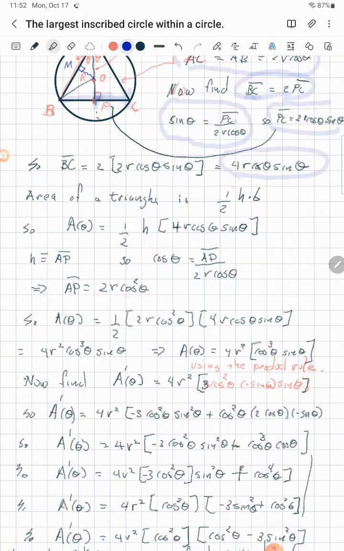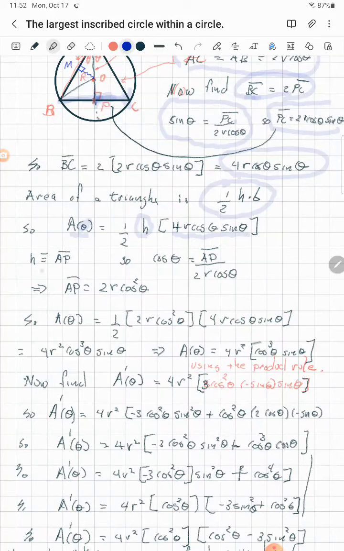Now we know that the area of the triangle is 1/2 the height times the base. But BC is in fact the base of that triangle right here. See it? BC. And so now what I have is an area function that's dependent on theta, and that's going to be equal to the 1/2. I haven't calculated h yet, but I know that the base is equal to 4 times cosine theta sine theta. Okay. Now how about the height?